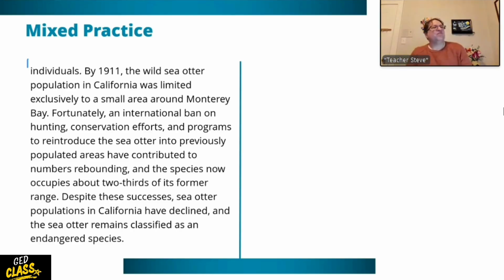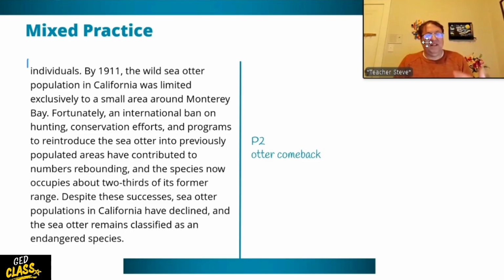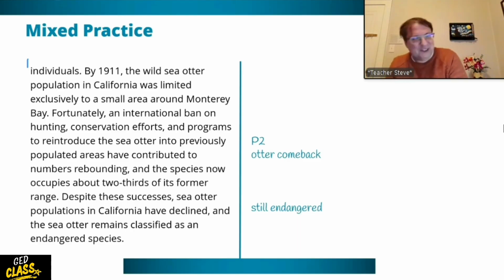But what we know here is that they did start to have a comeback. They were reintroduced. They had been just in Monterey Bay, but they started having a comeback here, and so they're starting to occupy some of the regions they used to. But overall, they're still an endangered species here. So hopefully those efforts can continue going forward.